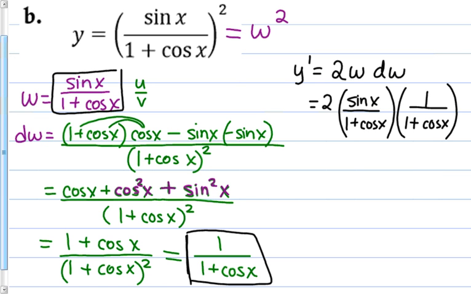This could be simplified just a tad bit. 2 times sine x times 1 is just 2 sine x. But then the denominators, I have 1 plus cosine x times 1 plus cosine x. So that's 1 plus cosine x squared. And there's my answer. It's really not that bad, because we did all the other work already, right?